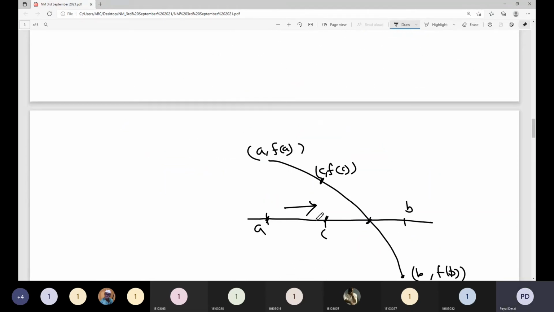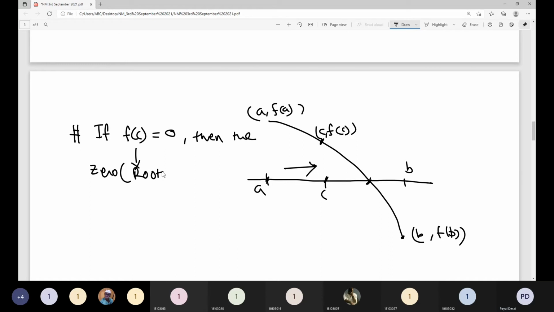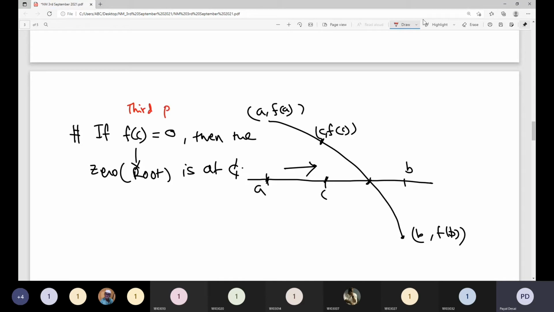And third case, of course, if FC is 0, then the 0 is C, that is the root. So you need to evaluate, that is the last possibility, of course, if FC फंक्शन C की वैल्यू वहां तक हमें लेके आनी है जहां पे function's value should be 0, and obviously then the root is at point C. This is the third possibility.